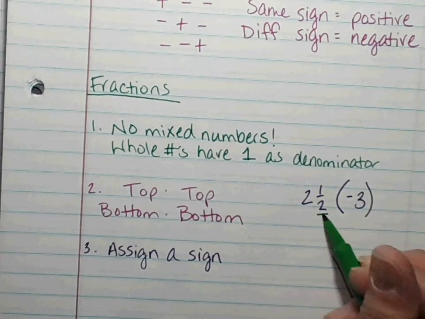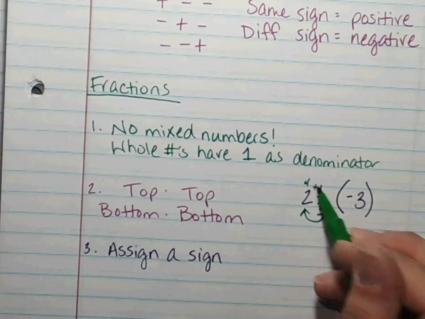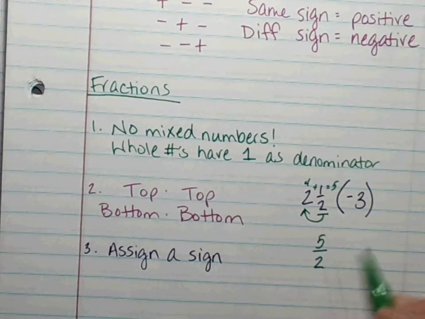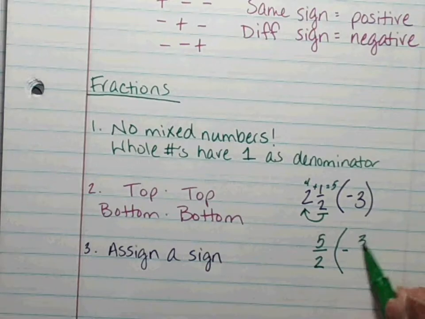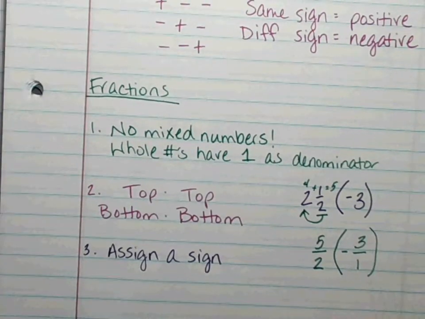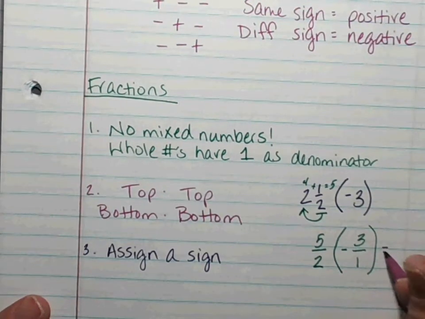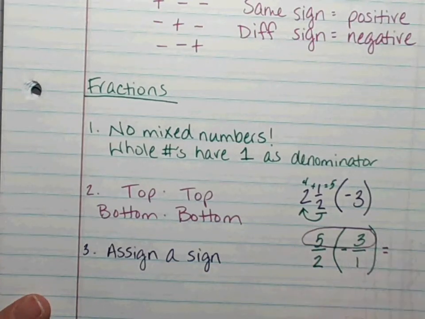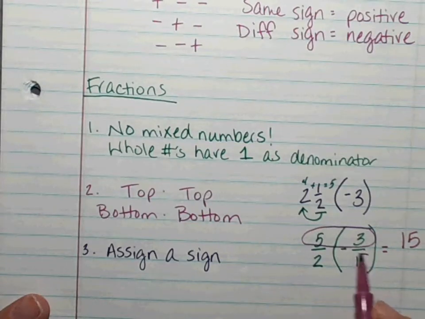So 2 times 2 plus 1. So I've got 5 over 2. And then this 3 is over what? 1. Good. And then top times top. So I've got 5 times -3. Or 5 times 3, 15. 2 times 1.